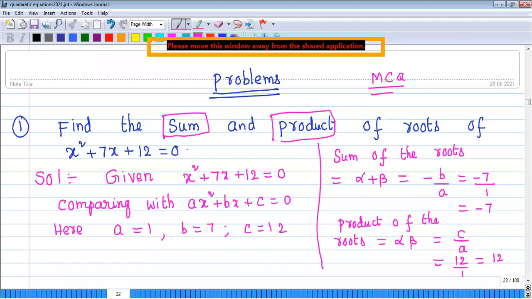I will give one more question. You can tell me the answer directly, but the procedure is important for the board examinations. Shall I move to the next question? Yes, sir.